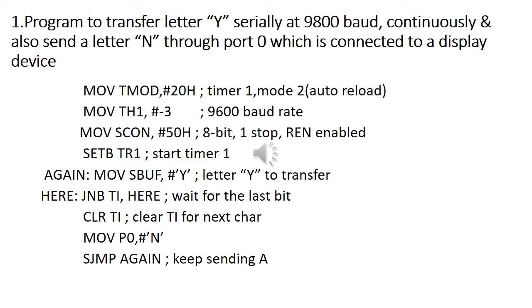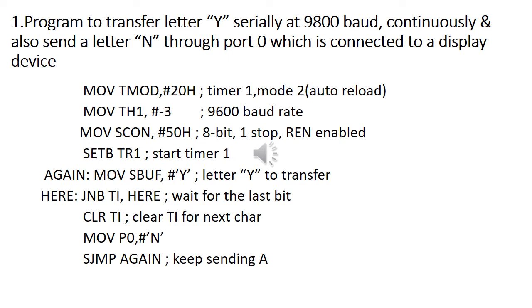Next, whatever character you want to transfer serially, take the ASCII value of that character into the SBUF register. You put the character in quotes, which indicates that you are writing the ASCII value of it. You copy the ASCII value of the letter Y into the SBUF register. After that, you monitor the transmit interrupt flag to see that this letter Y has been completely transferred. Once it has been completely transferred, you exit from this loop. In that case, the transmit interrupt flag will be set to 1.